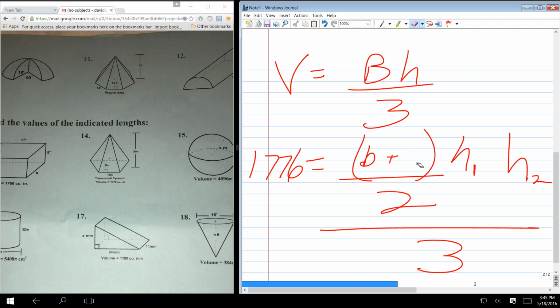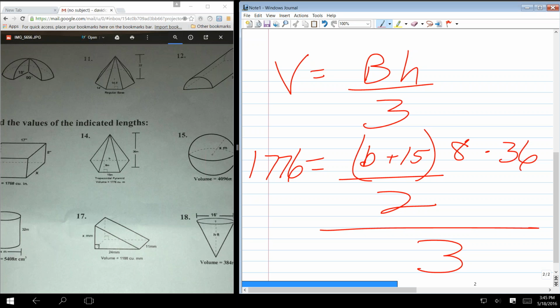So let's fill in everything we know. We know one of those bases is 15. We know one of the heights is 8, and the other height is 36. Now there's only one variable in that equation. It's b. And that's what you're trying to solve for. That's what every one of these problems comes down to, is writing a formula and ending up with only one variable, and then being able to solve for it.